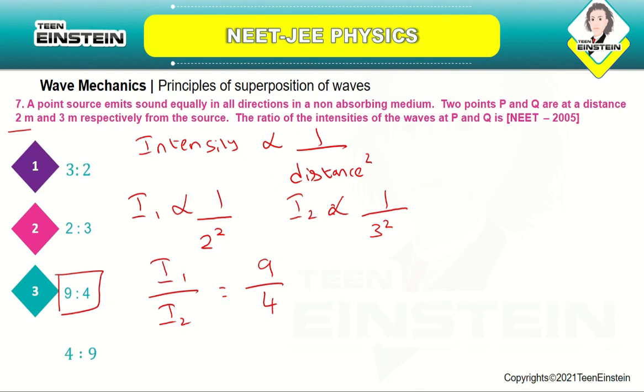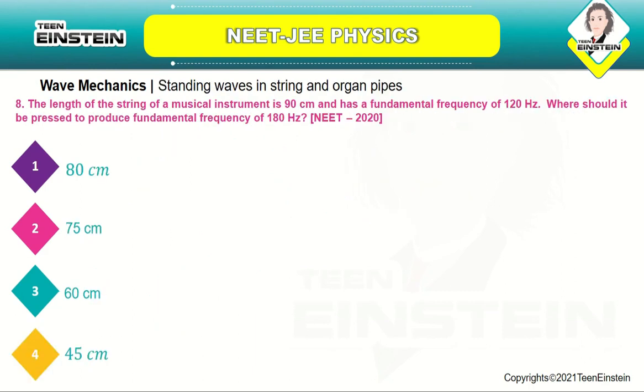So we know that intensity is inversely proportional to the square of the distance, and the two distances they have given are 2 and 3 meters. So two different distances from the source, 2 meters and 3 meters, you square them and take the ratio. So I1 by I2 is equal to 9 by 4. So it's a very simple problem. Now let us move on to the next question.